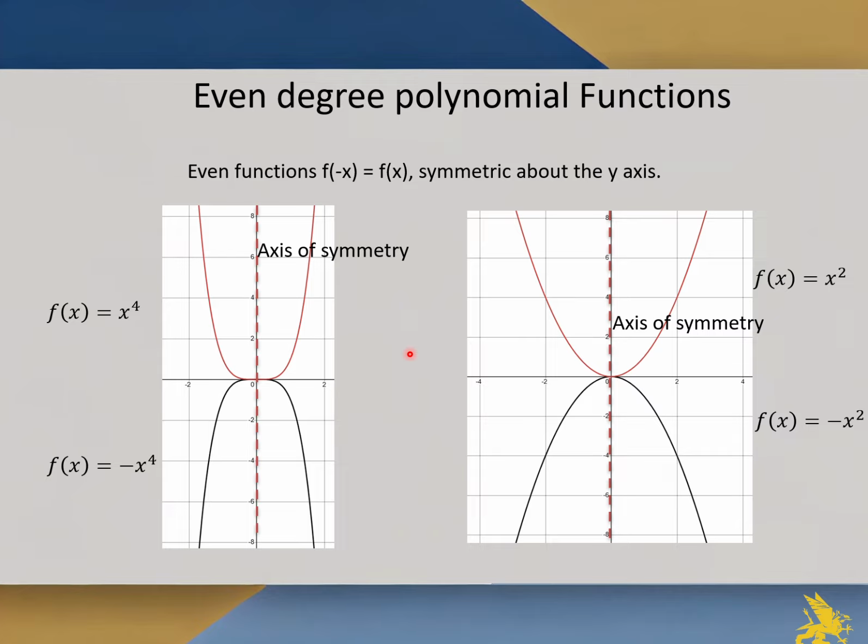Another part we need to be thinking about is the axes of symmetry. So even functions are always going to be symmetric about the y-axis. So just be mindful of that. So I've got x to the power of 4 here, and I've got negative x to the power of 4.